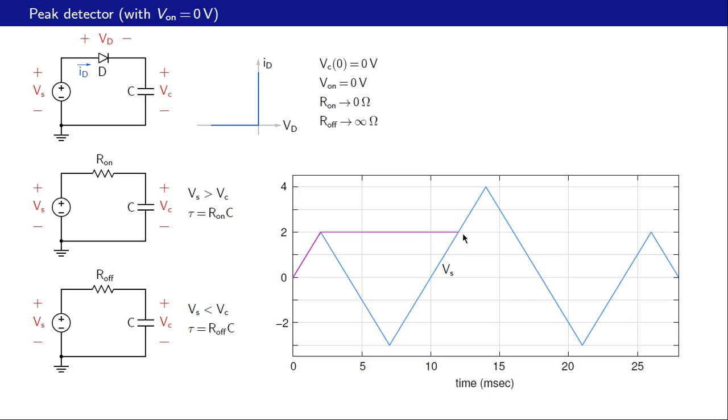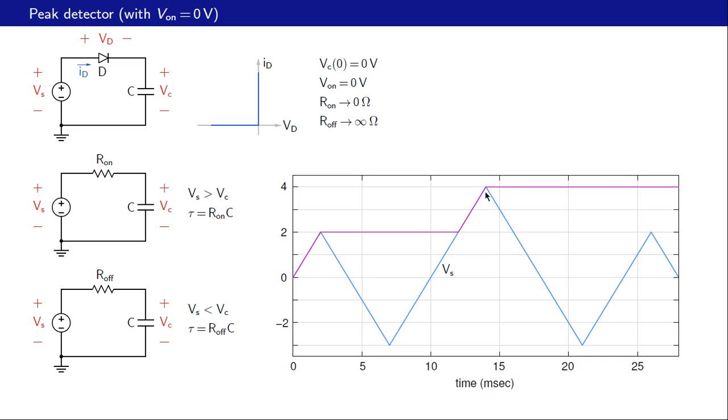Now the input voltage starts rising above 2 volts, and once again, by the same logic, the capacitor starts charging, and the charging process being instantaneous because of this very small time constant, the capacitor voltage will once again simply follow the input voltage, like that. At this point, again the input voltage becomes lower than the capacitor voltage, and the capacitor voltage becomes constant. So this circuit is actually detecting the peak of the input voltage, one peak here, another peak here.